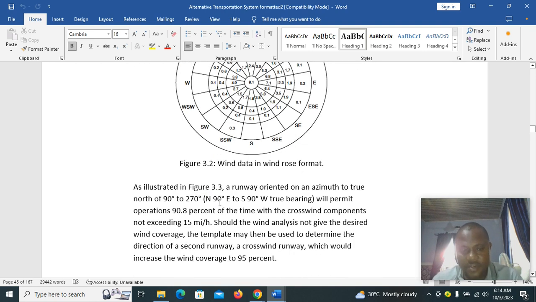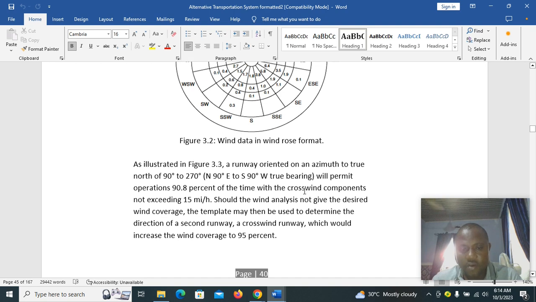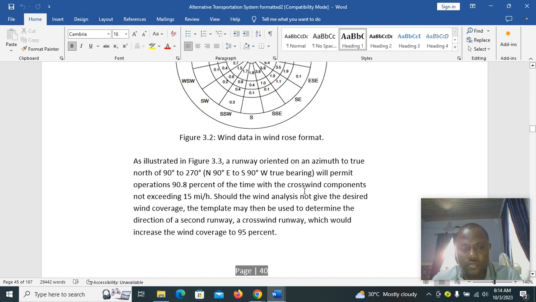As illustrated in figure 3.3, a one-way orientation on an azimuth to true north of 90 to 270, that is the bearing, will permit operation of 90.8% of the time with the crosswind component not exceeding 15 miles per hour. That's why we use a template of 15, 30, of which half is 15 miles per hour. Should the wind analysis not give the desired wind coverage, the template may then be used to determine the direction of the second runway, which is a crosswind runway, which would increase the wind coverage to 95%.